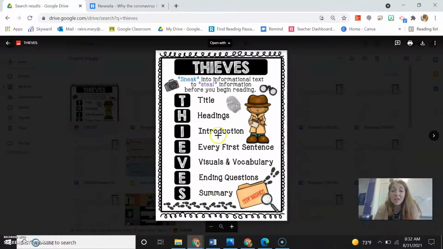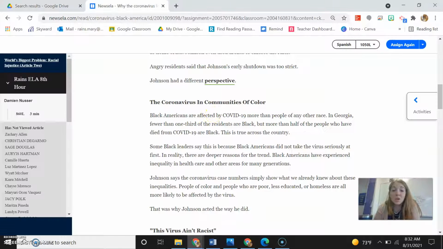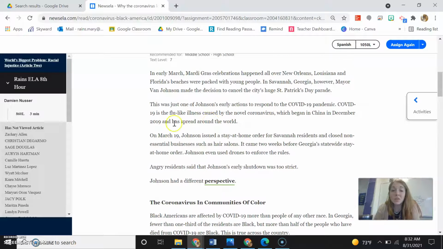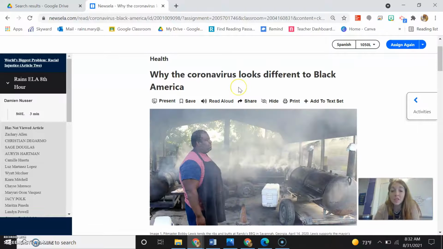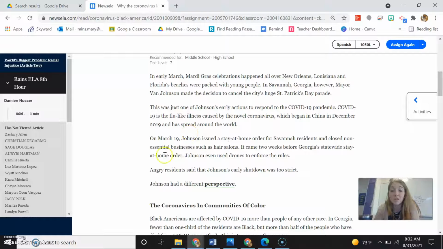The next one is going to be the introduction. Because we have headings, we know that the part right underneath the title, before we get a heading, would be the introduction. So you would read that. If it wasn't, we would just read the first paragraph or two and call that the introduction.